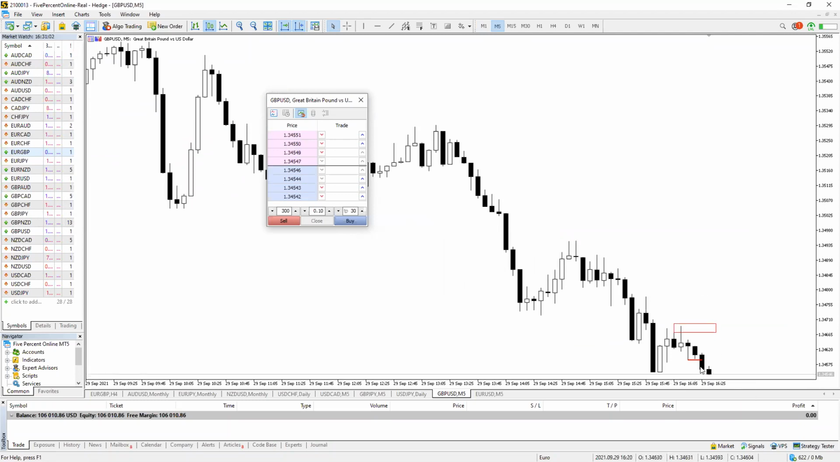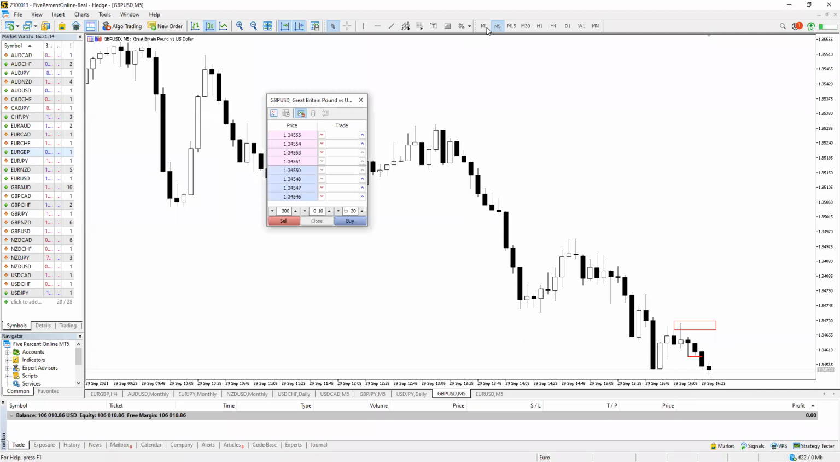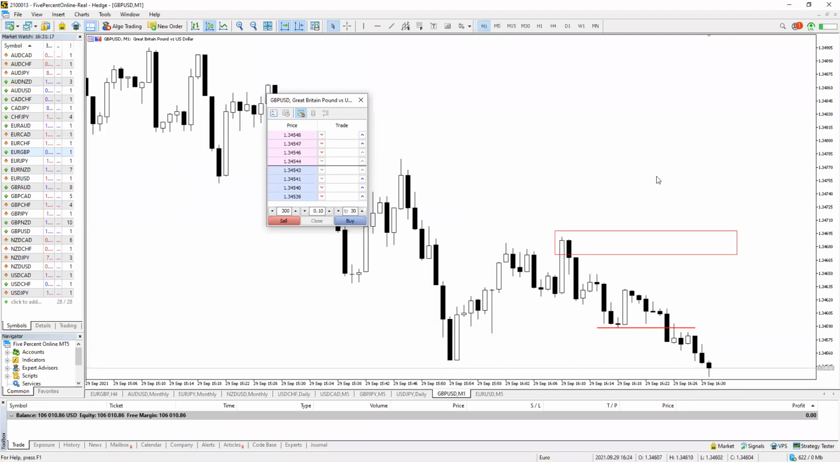Okay, and actually it looks like it wants to break. You see how we had this tailed bar that failed, closing on the lows. So there's a lot of pressure on those lows. So I won't be surprised if we see the break lower.